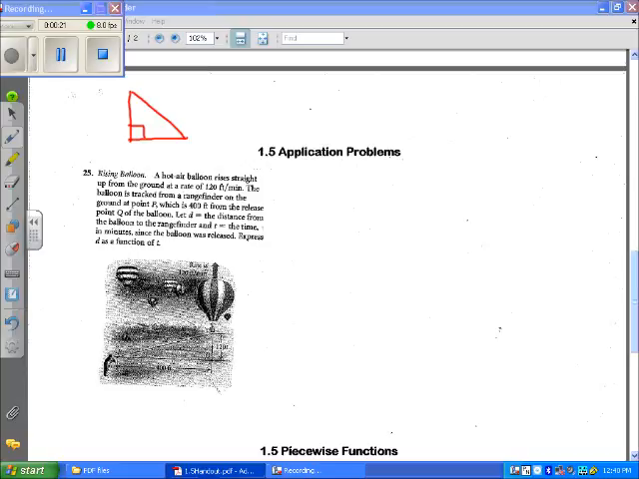The Pythagorean theorem tells us that the length of a leg squared plus the other leg squared is equal to the hypotenuse squared. And remember, the hypotenuse is the longest leg on a right triangle, and it's also opposite the right angle.